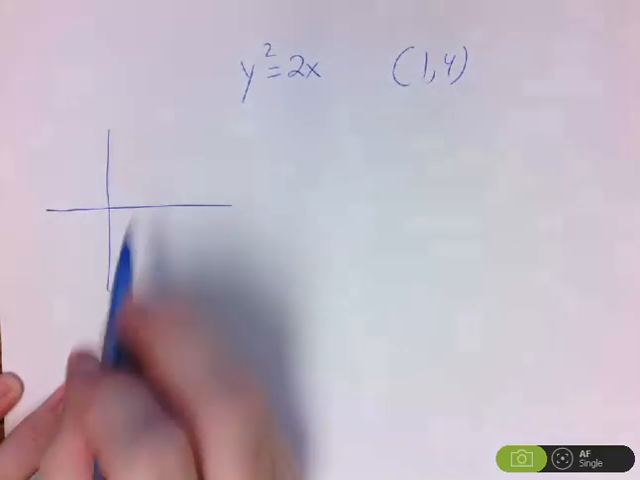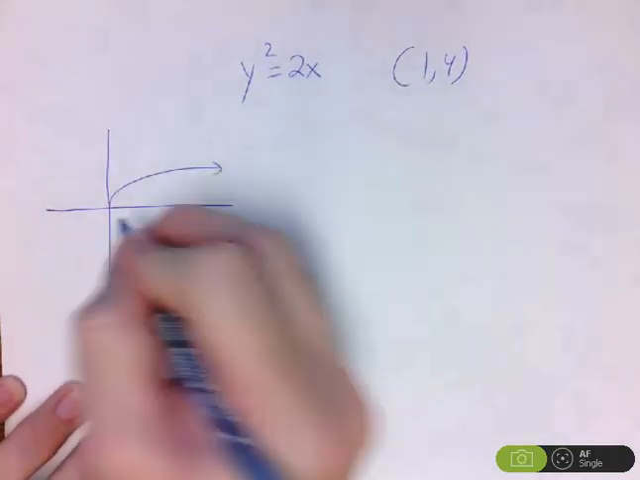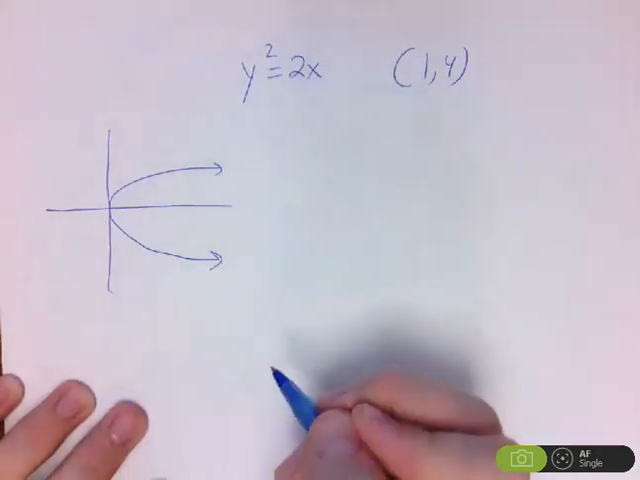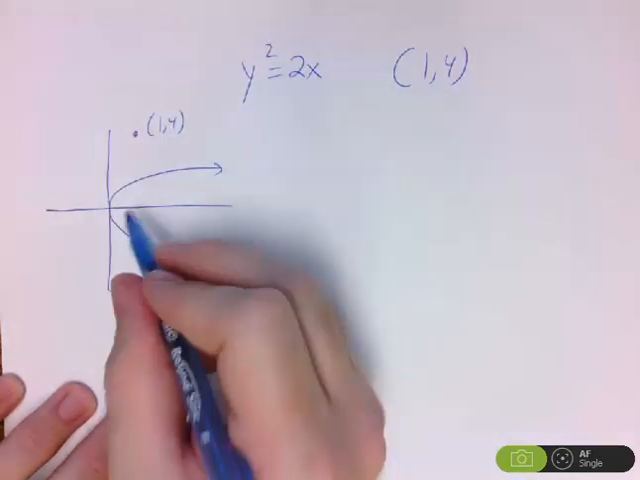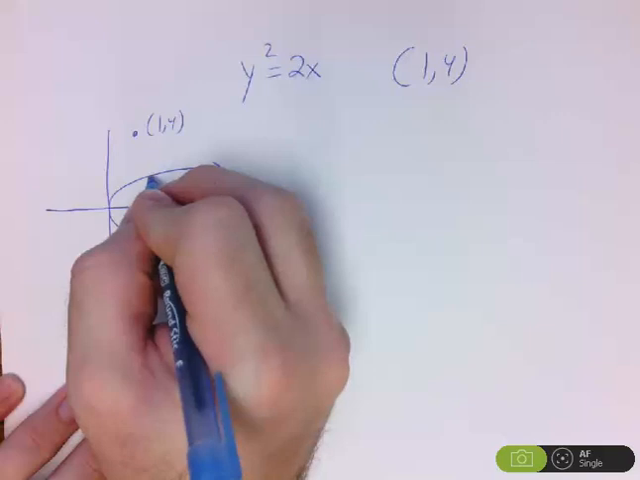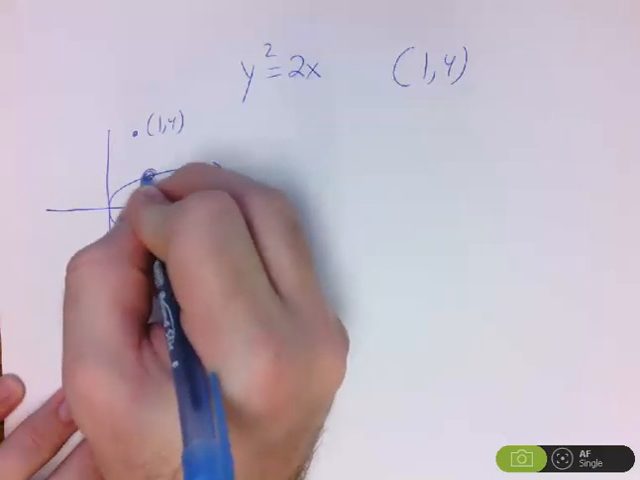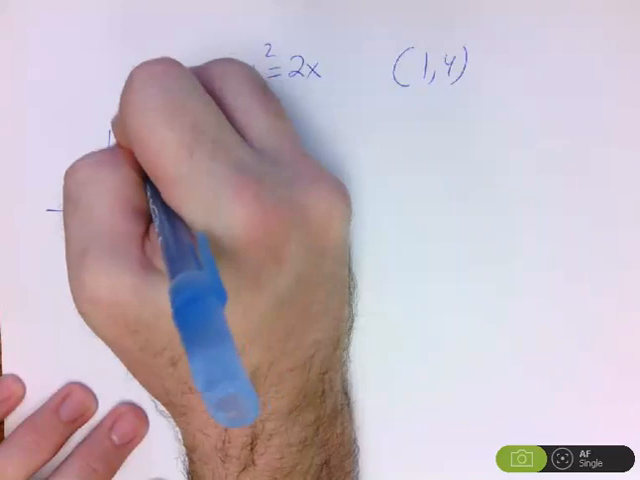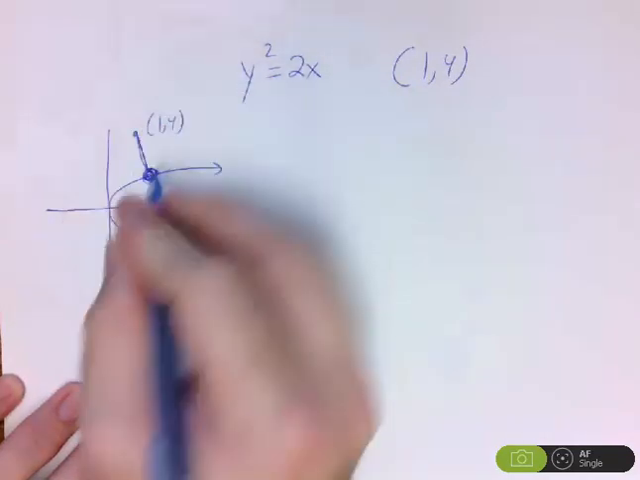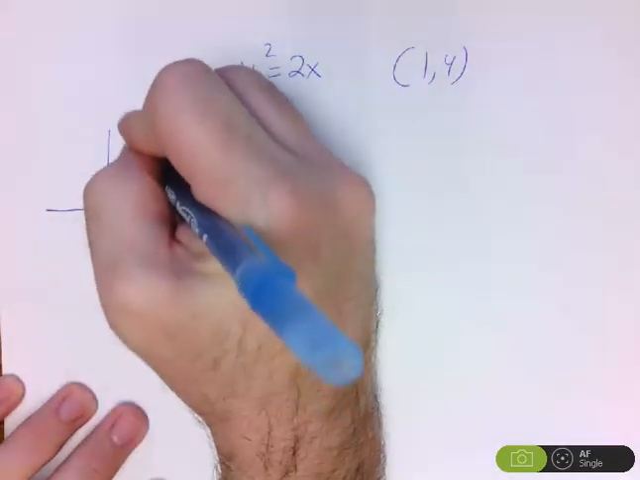After a little bit of debate, we figured out that the parabola opens this way. It looks something like this, and (1, 4) was somewhere up here. And somewhere on this curve is going to be the closest point. So let's just say it's here. We don't know for sure where it is at the moment, but this distance is going to have to be at a minimum if that's going to be the closest point. That's what we ended up settling on.